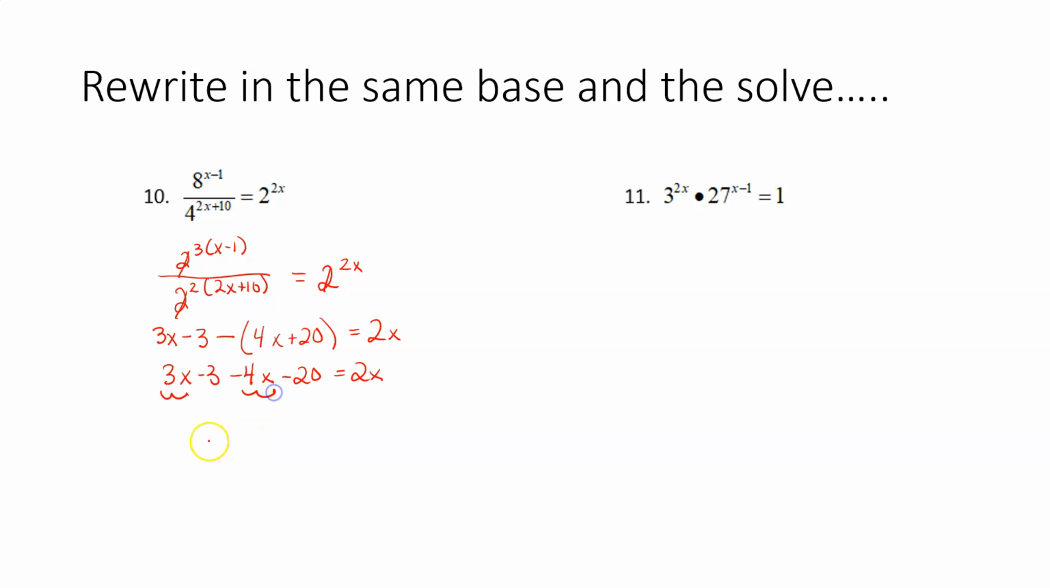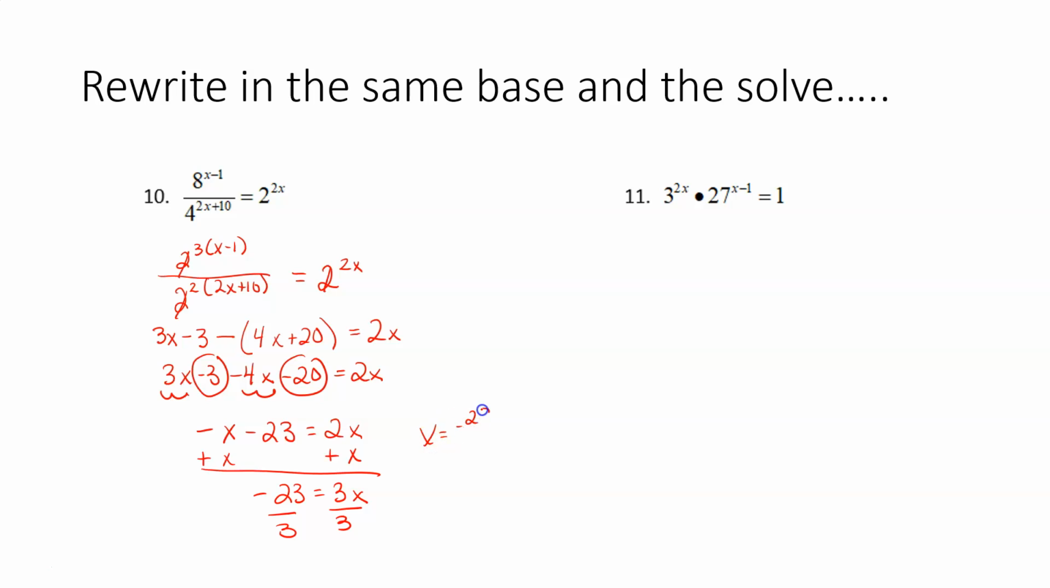I'm going to combine like terms. So I have negative x minus 23 equals 2x. I think I'm going to add x to each side. So I have negative 23 equals 3x. Then I'm going to divide by 3. So x is negative 23 over 3.